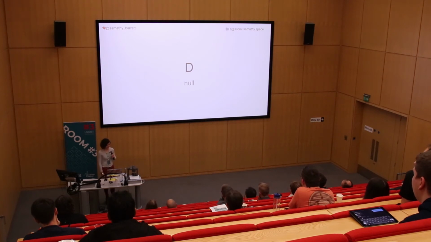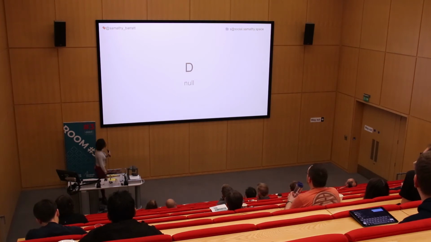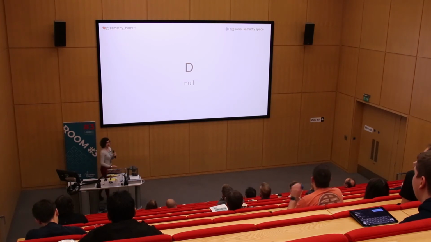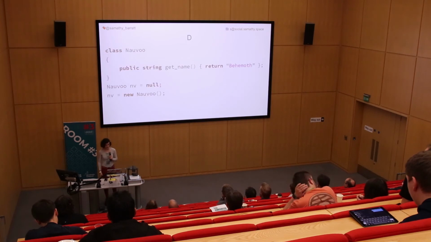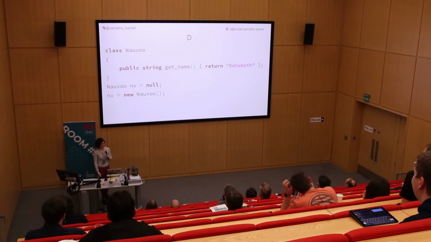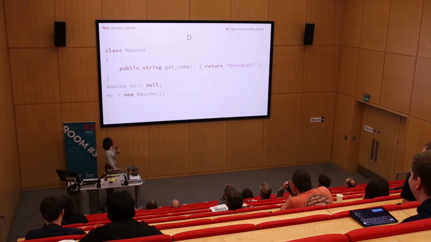And this is quite funny. So D is my favorite programming language. I really enjoy using D. It also has a literal called null. And the code looks like that. It's exactly the same as C#. How fun is that one? I think that's really, really quite amusing, actually.